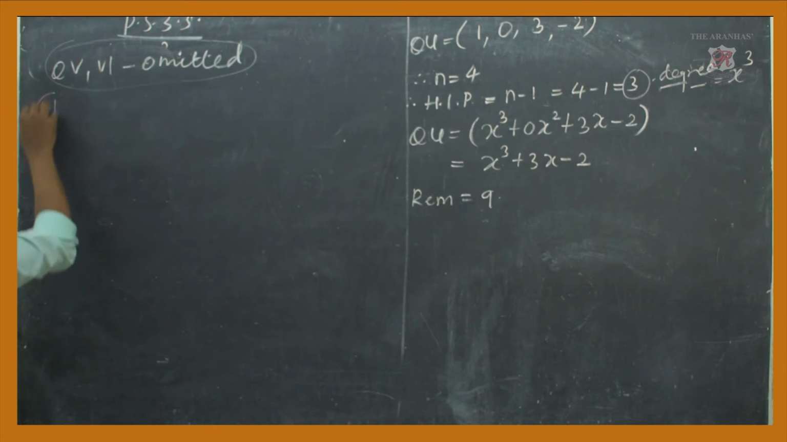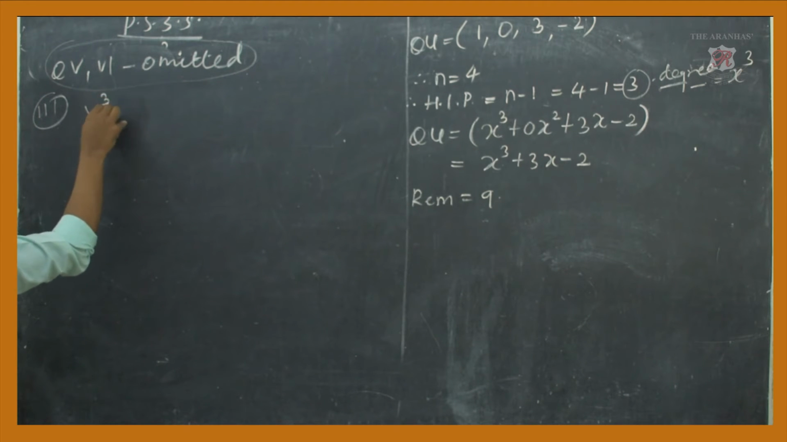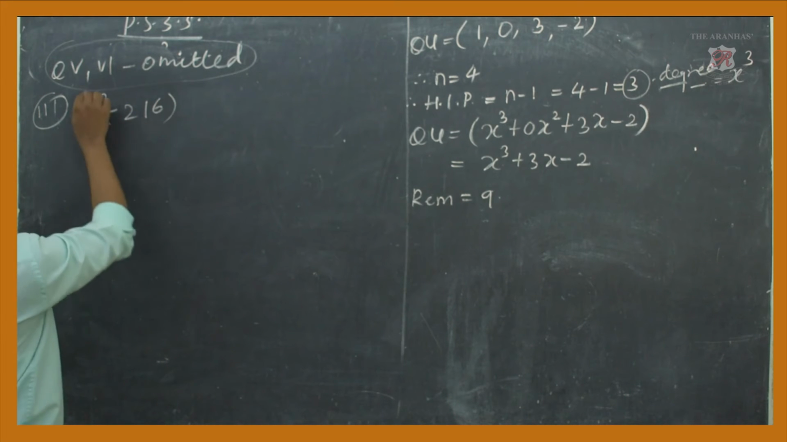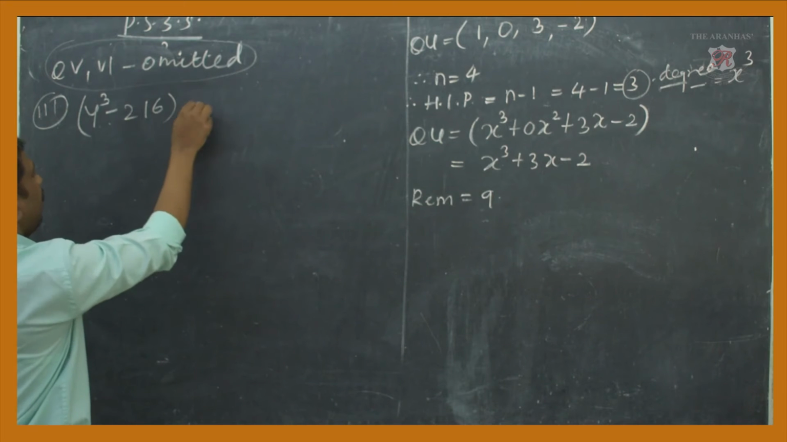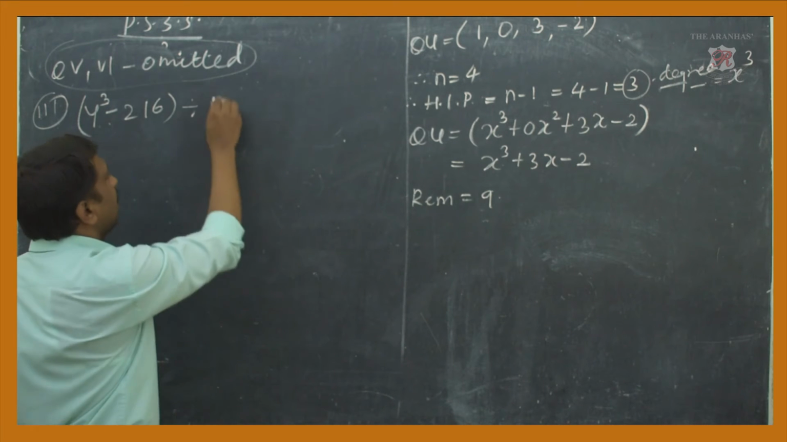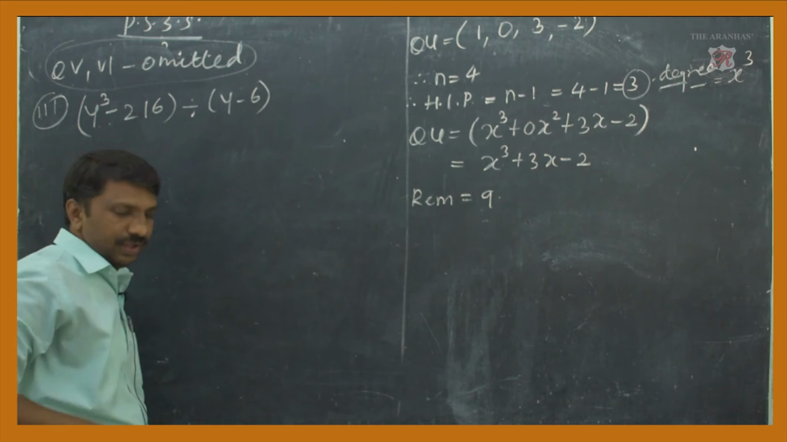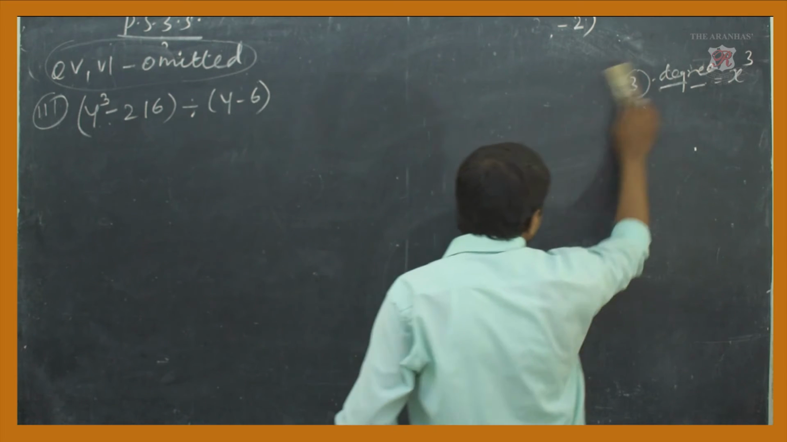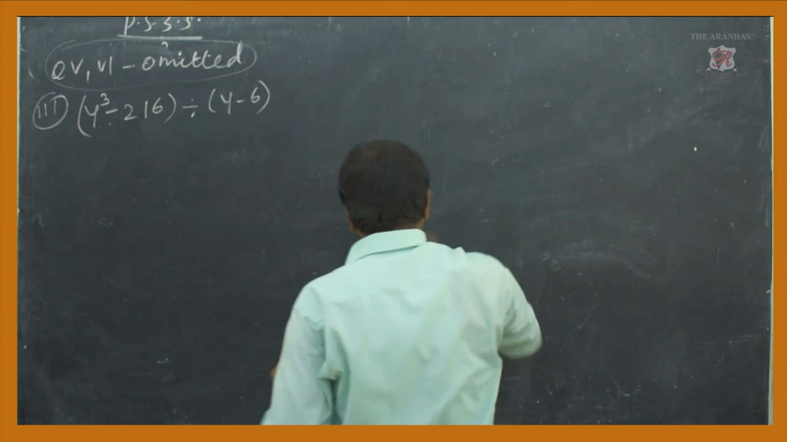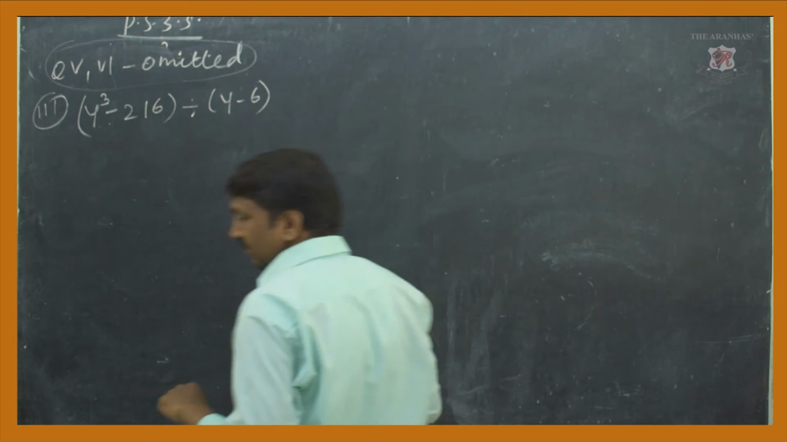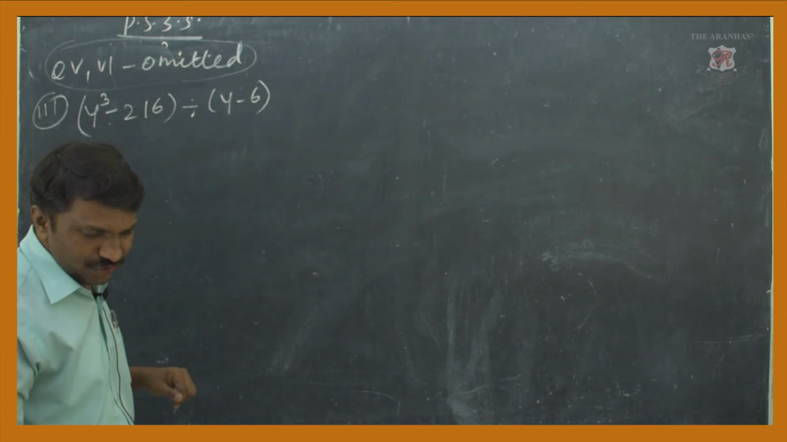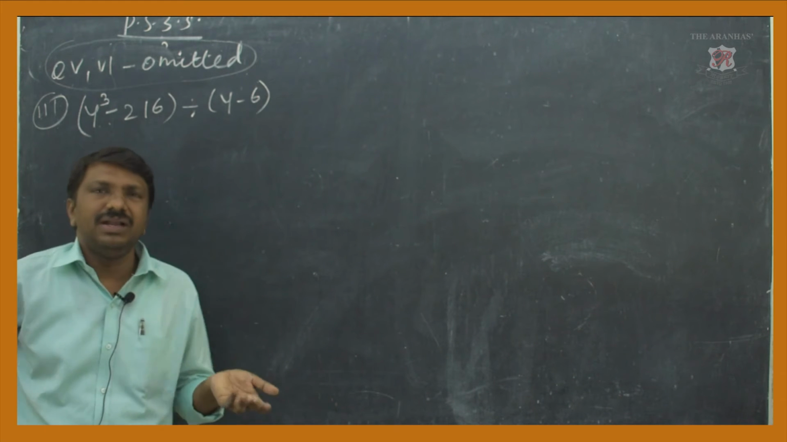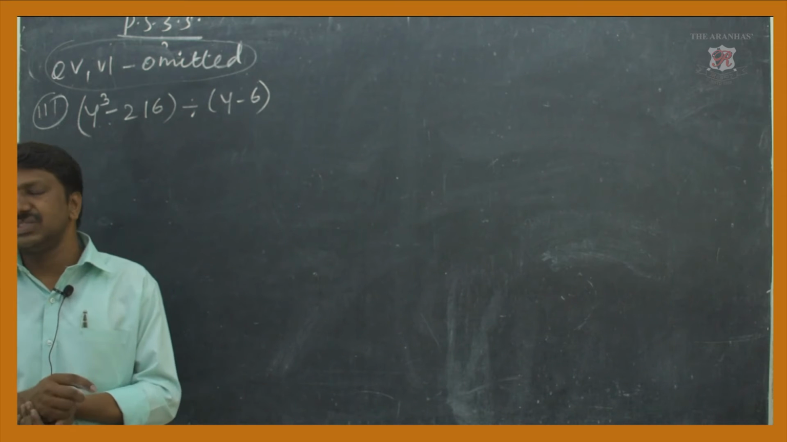Here the third example is y cube minus 216. The dividend is y cube minus 216, divided by the binomial y minus 6. We have to solve this example by synthetic division. Actually, you already practiced this example in standard 8 with our traditional division way. But now you can solve it in any way. If you apply synthetic division, factor theorem, remainder theorem, or our traditional division, the same answer has to come.